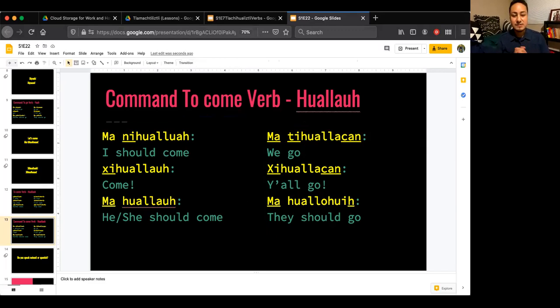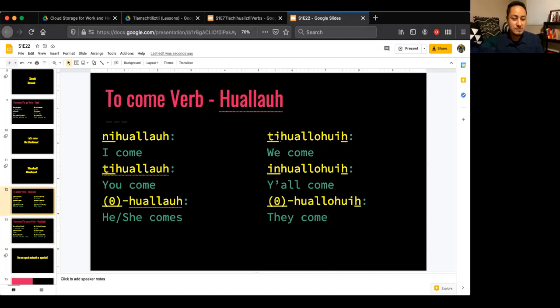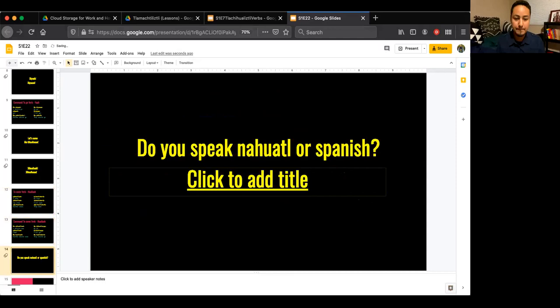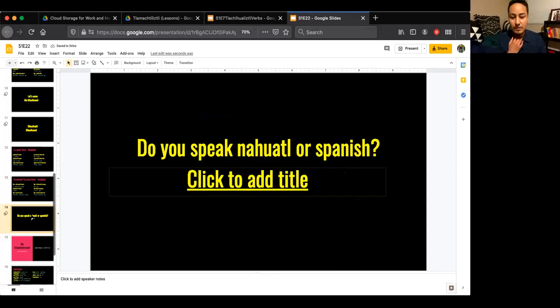Okay. So essentially, wala is pretty regular, except for this weird third person and the plurals. So you see right here, it's Tiwalowi, Inwalowi, and Walowi. So those are the parts that are irregular. All right, so now let's do a practice.